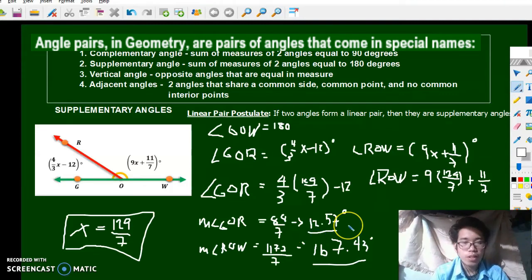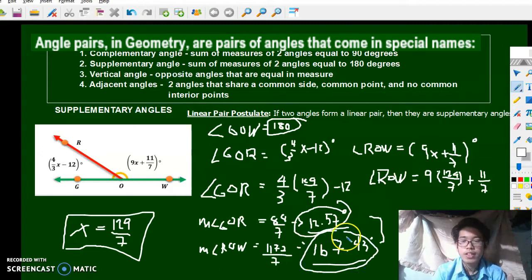So what we do now is we want to check if that's correct. We simply add 12.57 degrees plus 167.43 degrees, and lo and behold, you get the measurement of angle GOW, which is what we want, because they are supplementary angles. So the measurement is 180 degrees. So that's it for supplementary angles involving algebraic expressions. Let's circle our answers here: 12.57 degrees and 167.43 degrees.